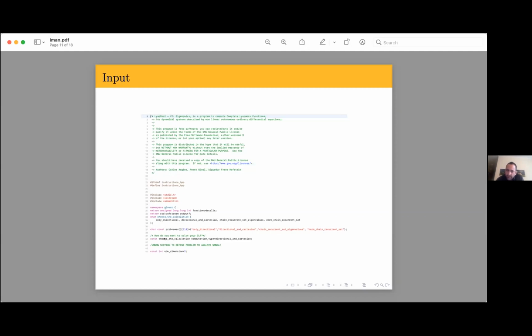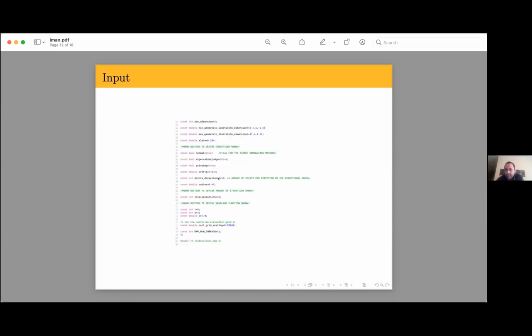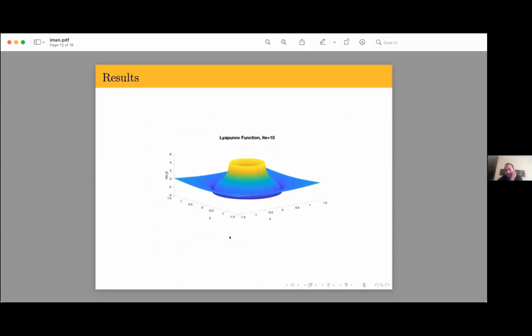For example, the user has to choose the calculation or define the ODE dimension. That's very intuitive, so the user doesn't get lost. So there is a section for the grid, there is a section for the eigenvalues, etcetera. There is a section for the wetland function and a section for the multi-threading. And then finally, you can see some of our results.